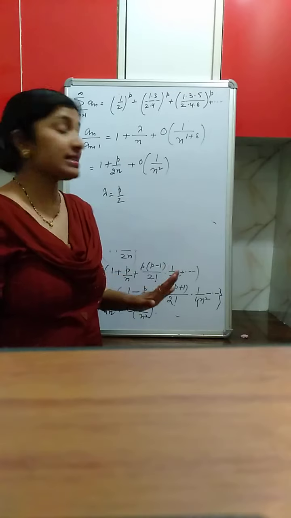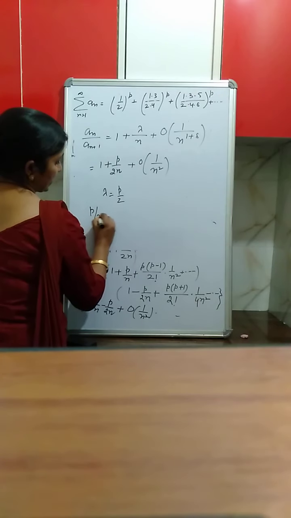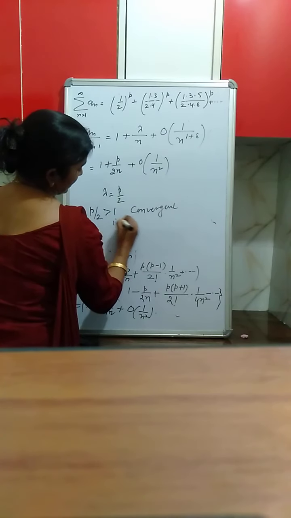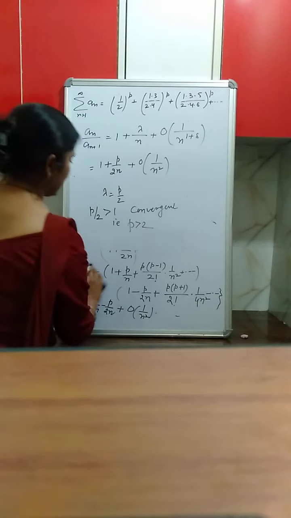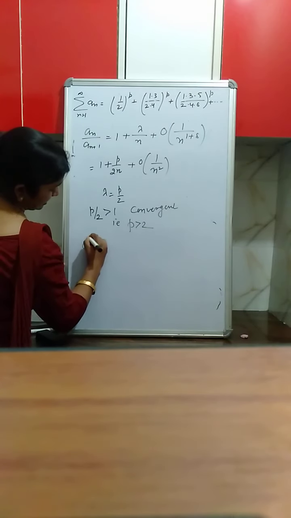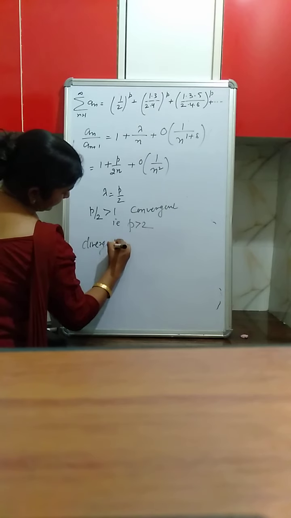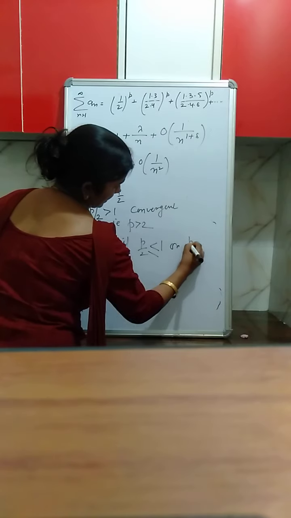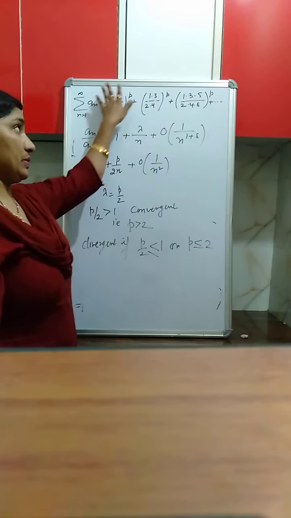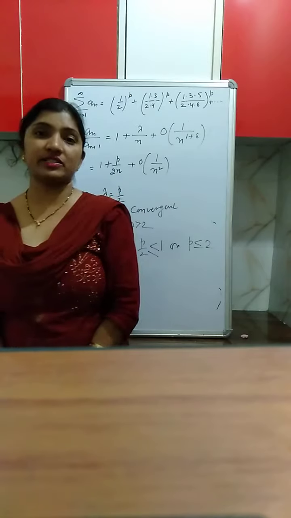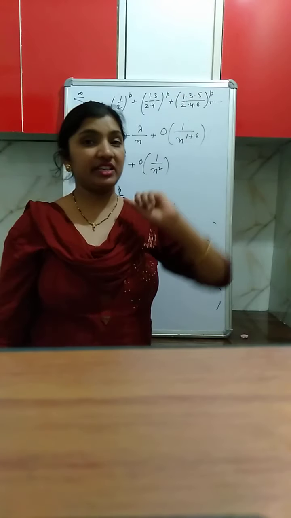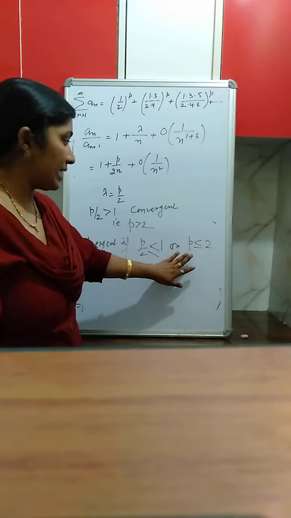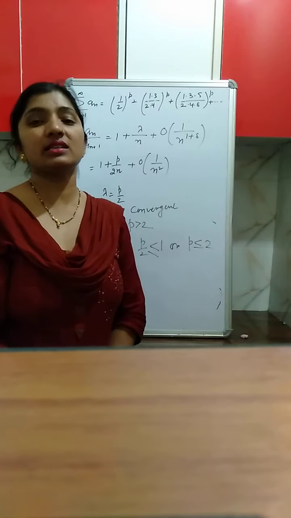Okay. So the given series is convergent if p by 2 is greater than 1, that is p is greater than 2, and divergent if p by 2 is less than or equal to 1, or p is less than or equal to 2. So the convergence or divergence of this series depends upon this p. If p is greater than 2, then the given series is convergent, and if it is less than or equal to 2, then the series is divergent.